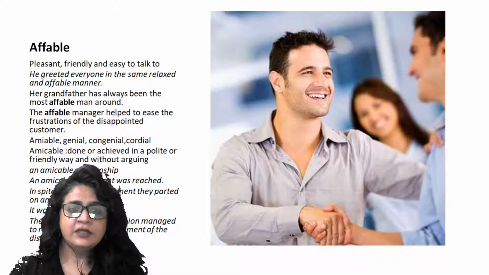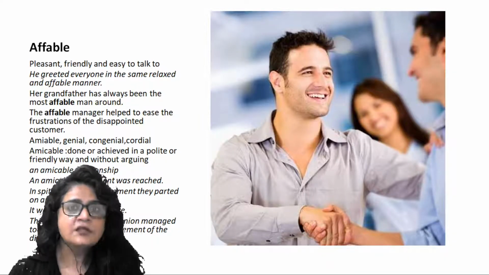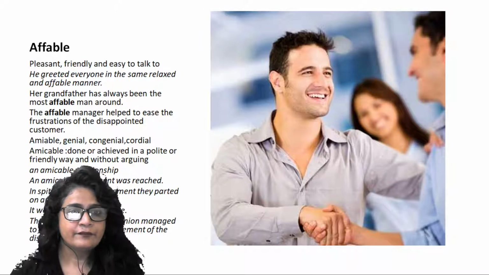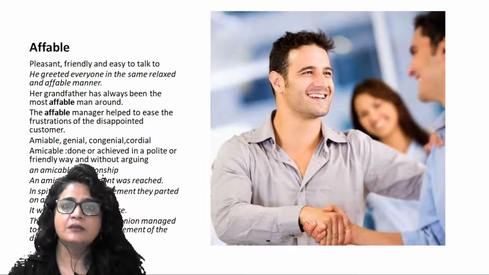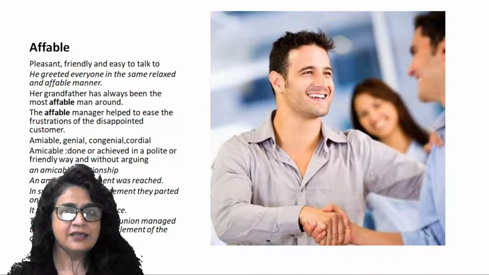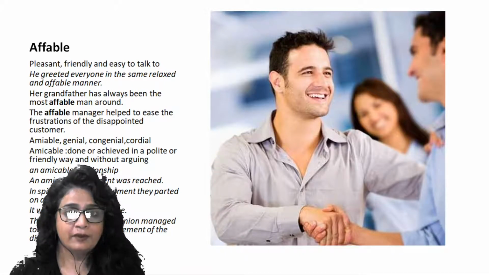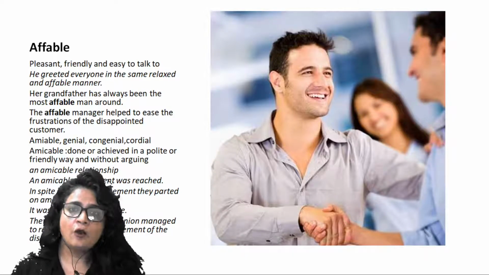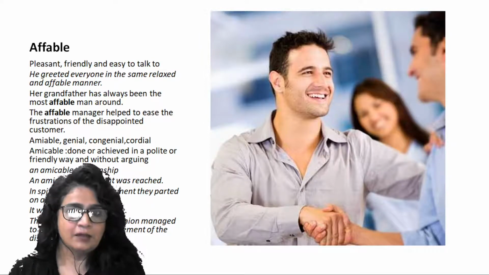In spite of their disagreement, they parted on amicable terms. So the terms are amicable. It was an amicable divorce. The government and the union managed to reach an amicable settlement. So look at these examples. All are defining things. They are not defining people, only things. You call somebody amiable, but you call something amicable.